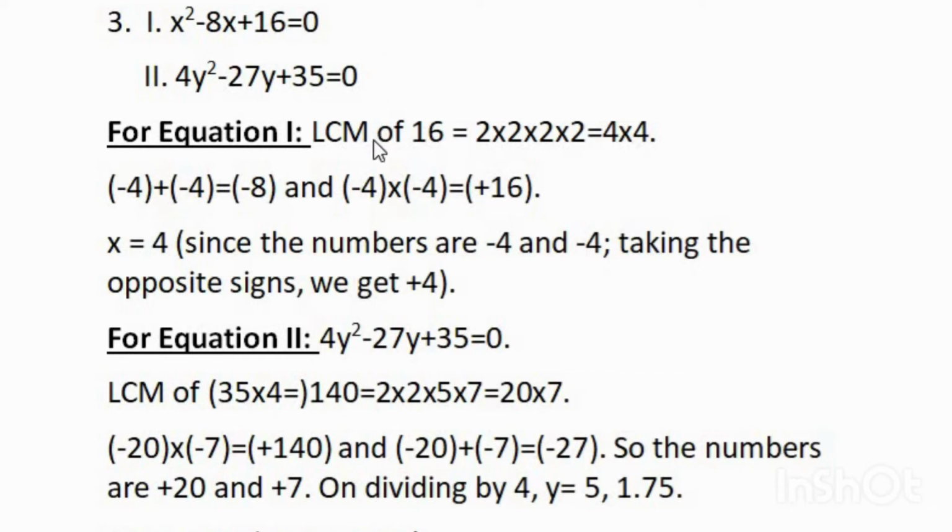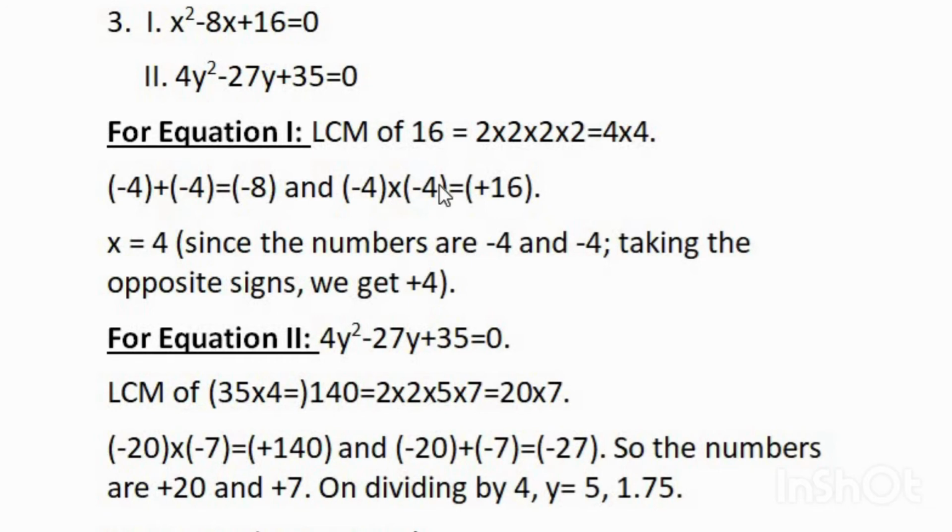Now the second step is you have to take the LCM of 16. You will get 2 into 2 into 2 into 2, which can be written as 4 into 4, because when you multiply 4 and 4, you get the answer 16, and when you add these two numbers, you have to get the middle term minus 8. So what are the numbers? Minus 4 and minus 4. Why? Because minus 4 into minus 4 you will get plus 16. This 16 is the number obtained by multiplying the constant term and the x square term. Okay, and when you add these two numbers, minus 4 plus minus 4 is equal to minus 8. I hope you understood why I have taken the minus sign. Okay, so the numbers are minus 4 and minus 4.